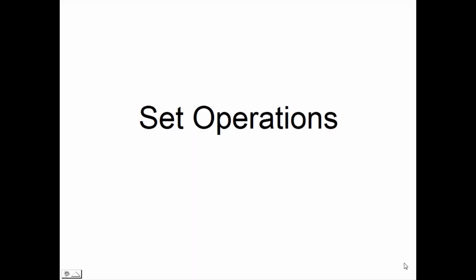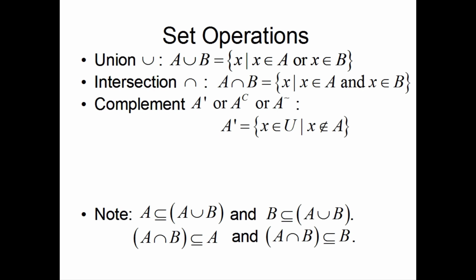Okay, today we are going to learn about some set operations which we use to combine sets and modify sets. Most important ones are the union, intersection, and complement. The union of A and B is the set of all elements such that x is an element of A or B. Key word here is or.